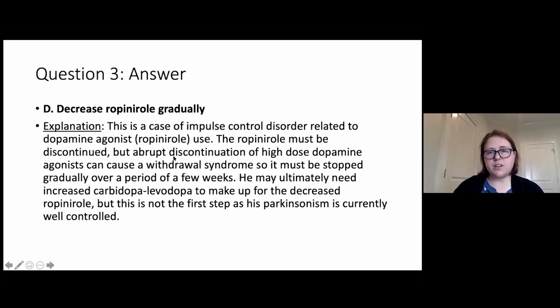But the other issue that I wanted to highlight is that abruptly stopping a dopamine agonist can cause a severe withdrawal syndrome. So it has to be stopped gradually over a period of a few weeks. He may then ultimately need increased carbidopa-levodopa to make up for the decreased ropinirole, as his motor symptoms are likely to get worse. But this is not the first step, because right now his Parkinsonism is well controlled and he's having these behavioral problems.